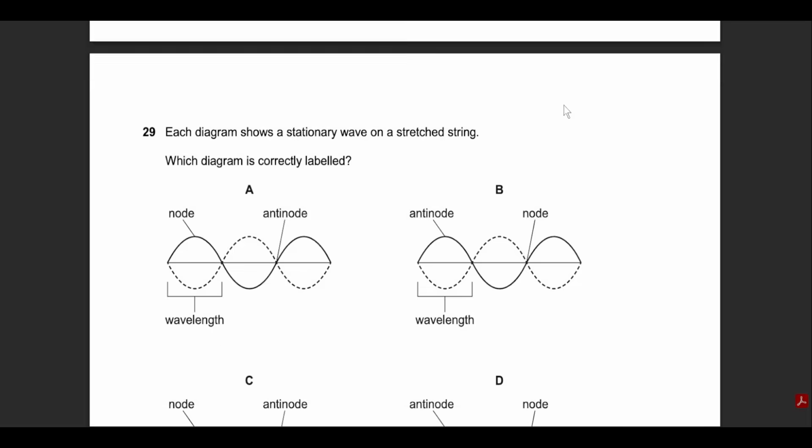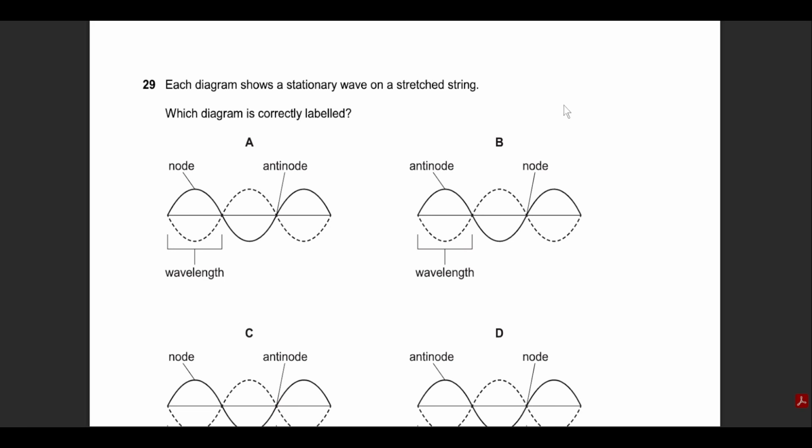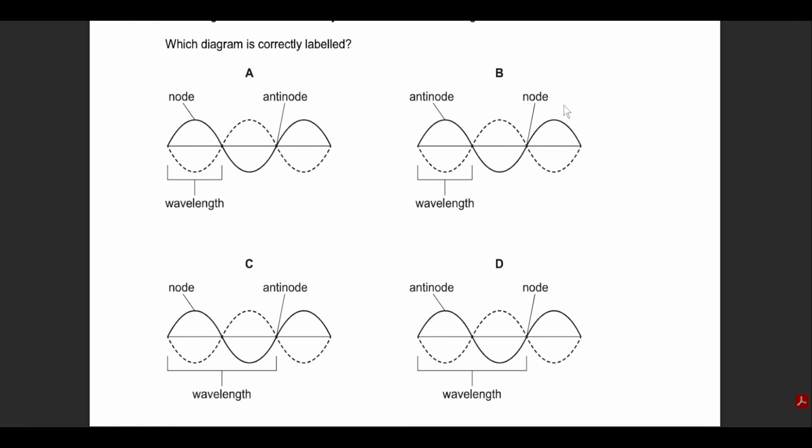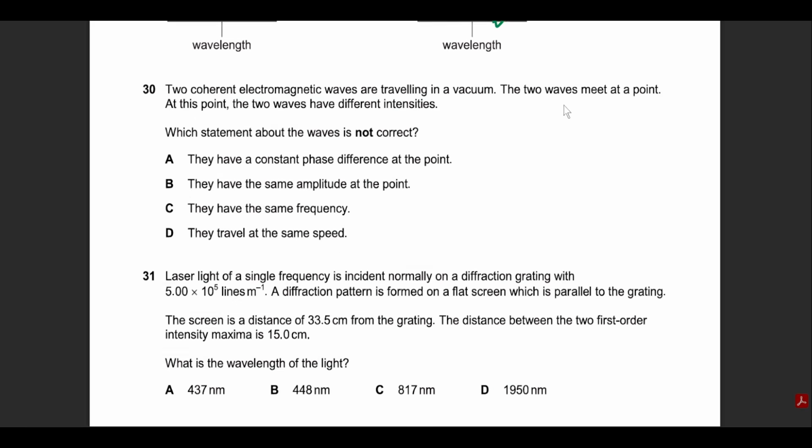A very nice straightforward question is asking you about the stationary wave and its condition. Which one is labeled correctly? This is not an antinode, rejected. This is a node. This is an antinode, but this is not a wavelength, rejected. This is not an antinode, rejected. This is an antinode, this is a node, and this is definitely a wavelength. So D will be the right answer.